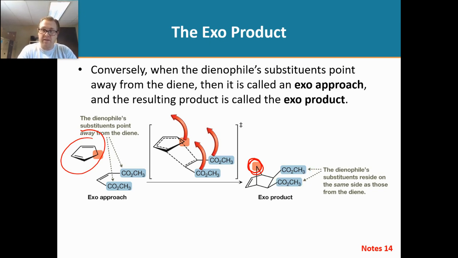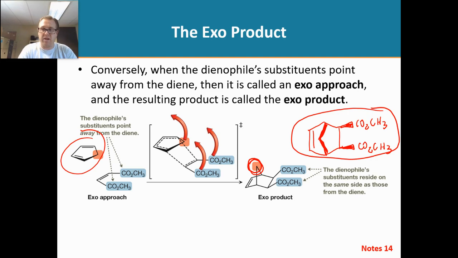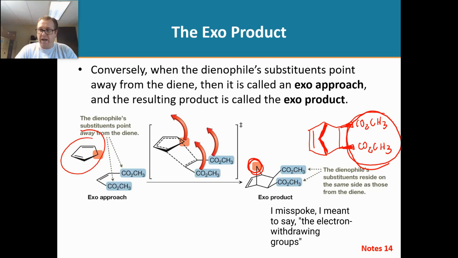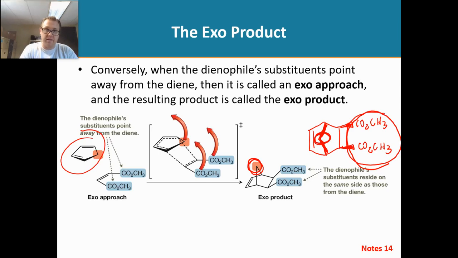So if we redraw this, we would see something that looks like this. Draw those as wedges, and then these would be wedges as well. And that would be the exo product. And you know that's the exo product because the electron donating groups from the dienophile are on the same side as the inside groups on the diene. Okay?